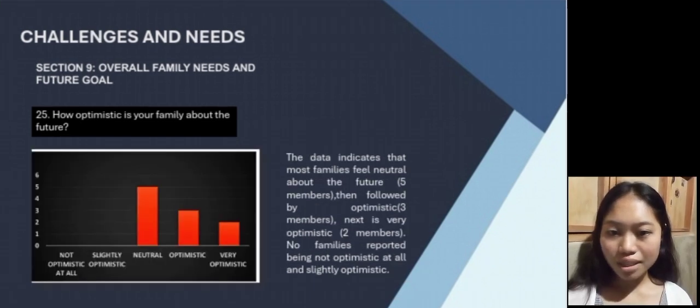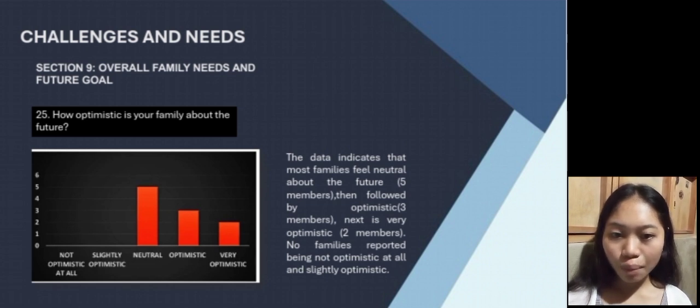Next, how optimistic is your family about the future? Based on the result of our survey, the data indicates that most families feel neutral about the future, which is 5 members, then followed by optimistic, which is 3 members. Next is very optimistic, which is 2 members. And no families reported being not optimistic at all or slightly optimistic.